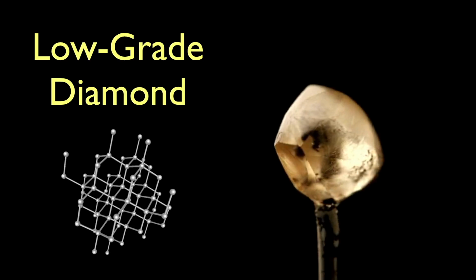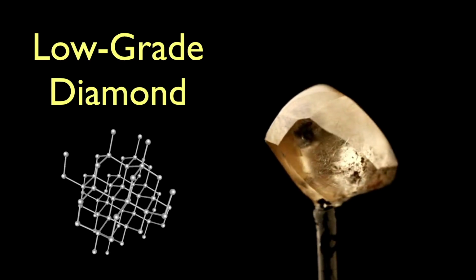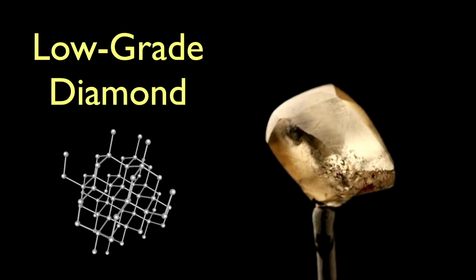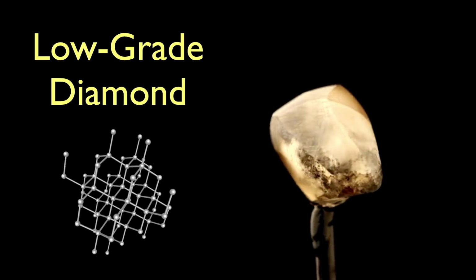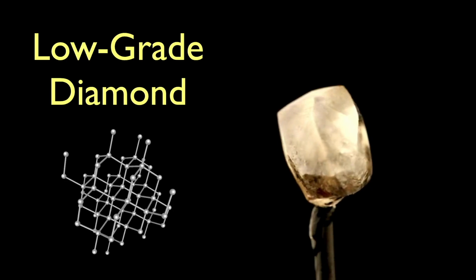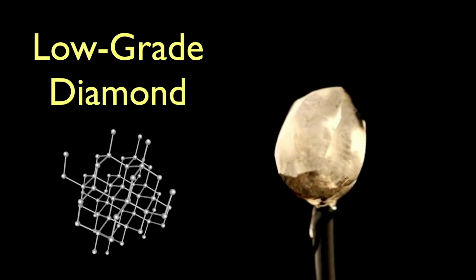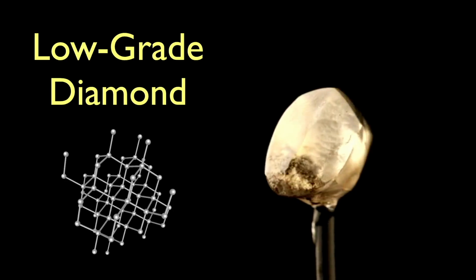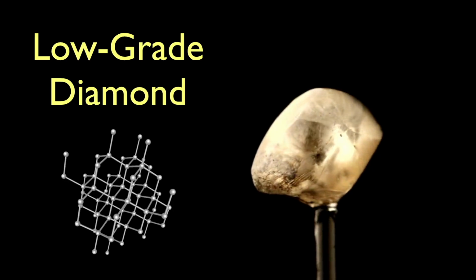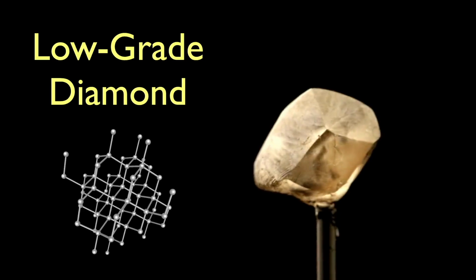The next allotrope is the extremely tightly bonded diamond. This is a low-grade diamond in its natural state with very poor optical qualities. It will probably be ground to dust and used industrially as an abrasive.